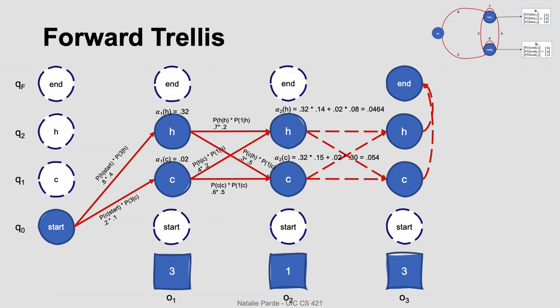To get the forward probability for H at time step 2, we'll multiply the forward probability for H at time step 1 times the product we already computed for remaining in H, and then multiply the forward probability for C at time step 1 times the product we already computed for moving from C to H, and then sum those two values together. Likewise, to get the forward probability for C at time step 2, we'll multiply the forward probability for H at time step 1 times the product we already computed for moving from H to C, and then multiply the forward probability for C at time step 1 times the product we already computed for remaining in C, and then sum those values together.